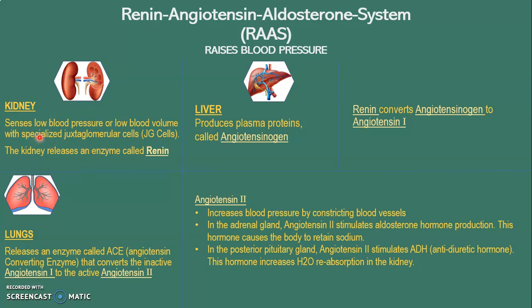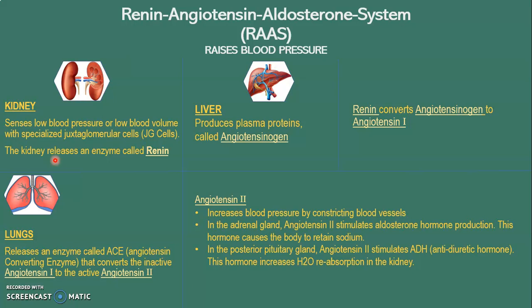The kidney senses low blood pressure or low blood volume with specialized juxtaglomerular cells, also known as JG cells. The kidney then releases an enzyme called renin. So whenever there's low blood pressure or low blood volume, the kidney releases renin. In the meantime, the liver continuously produces plasma proteins.